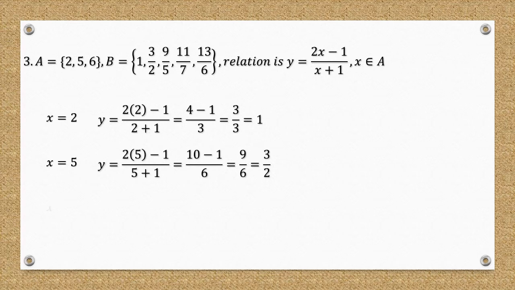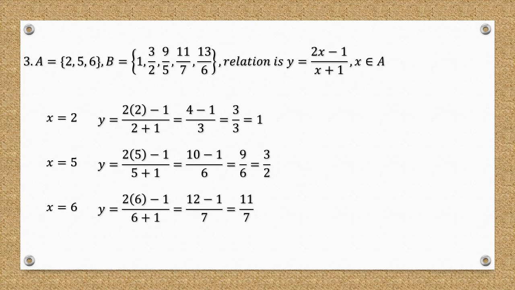Next, x is equal to 6, which is y is equal to 2 times 6, 12 minus 1, 11, and 6 plus 1, 7. So this way we can say that all these values belong to the B set. Even if we have some extra values in the B set, it doesn't matter. All the images of A belong to B, and that means the given relationship is a valid function.